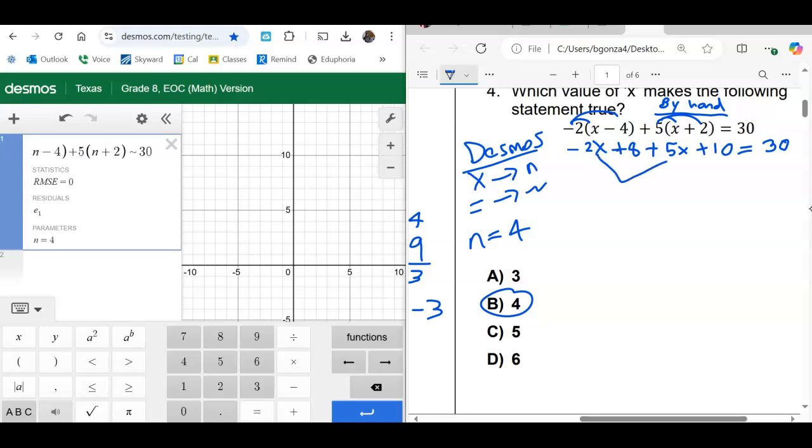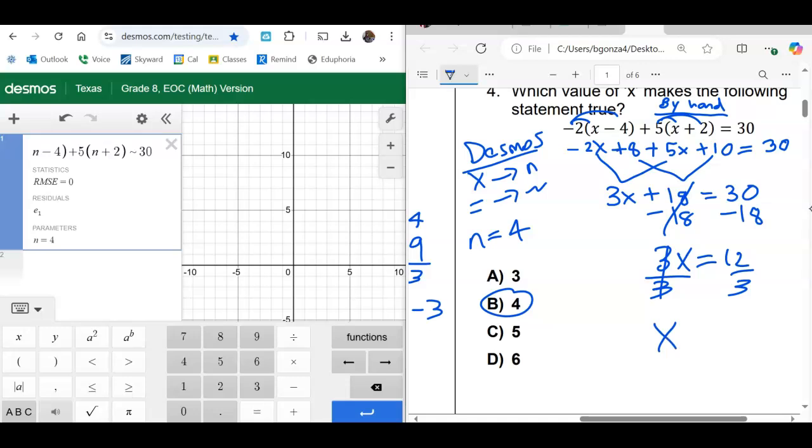You're going to have to combine like terms. Negative 2 plus 5 is 3x. 8 plus 10 is 18. So again, combine like terms. Then we get rid of the loner by doing the opposite. We get 3x equals 12. 30 minus 18 is 12. Divided by 3, you should get 4.